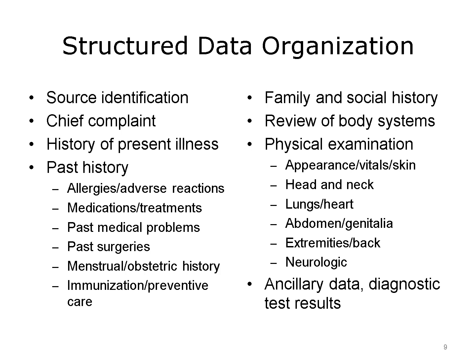Following this is the history of the present illness. This is usually a chronologically ordered narrative in a paragraph or more, containing the details of the patient's current problem as explained to the clinician. Next is a summary of the patient's past history. This summary has a substructure that includes specific information about allergies, current medications and treatments, past medical and surgical history, vaccinations and preventive care, and for women, their menstrual and obstetric history.